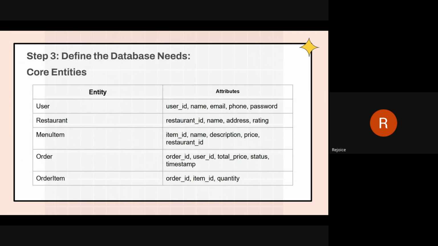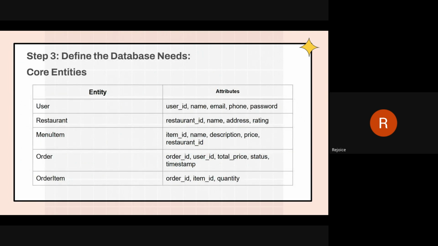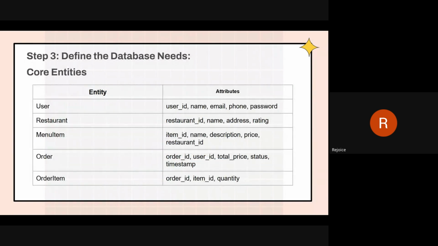Right. So now we have our user, and now it's like putting in their attributes. For the customer, we definitely have this as a user, and their ID, their email, first name, last name, phone number, their password. These are the attributes that will be stored under the user table, right? Then we have the restaurant.